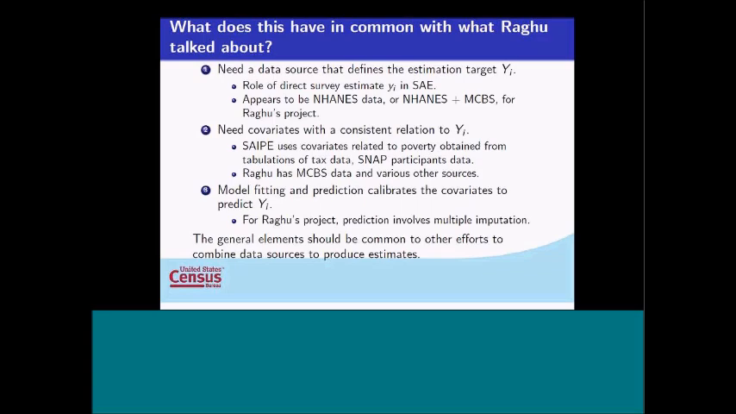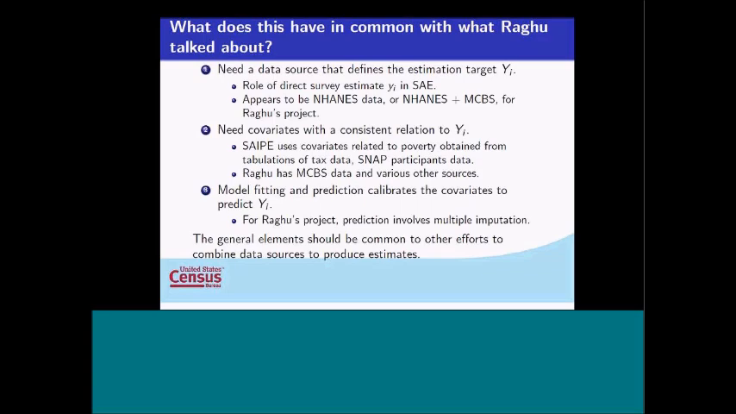Then we need covariates with a consistent relation to the target. And I'll mention, for example, in our small area income and poverty estimates project, we have covariates obtained by tabulations of tax data and SNAP participants data. Raghu has various other data sources he mentioned. The claims data, I guess, I don't know whether to call that a covariate or it's just used for the target. And then the model fitting and prediction calibrates these other data sources to predict what we're interested in.